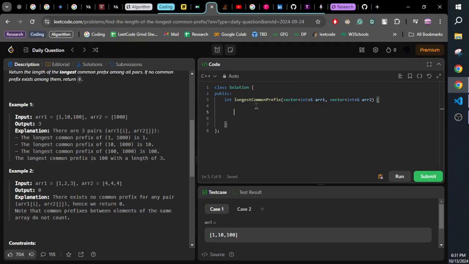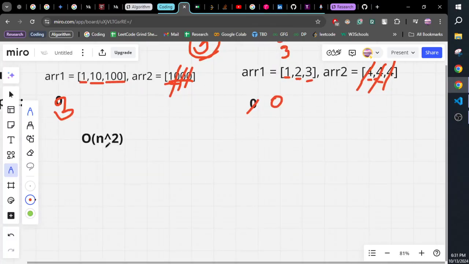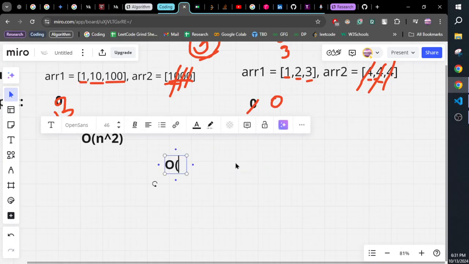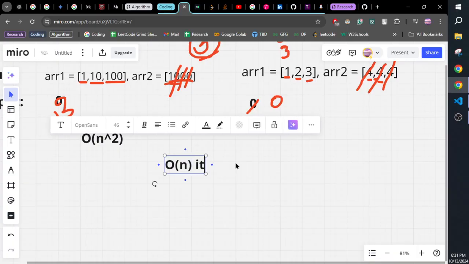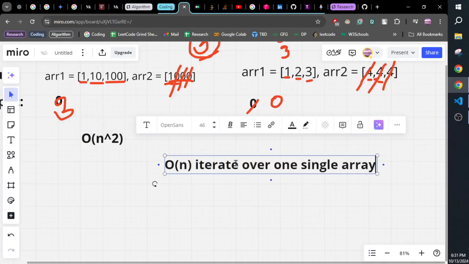Now, we have actually reduced the time complexity from big O of n squared to big O of n, as we just iterate over one single array.